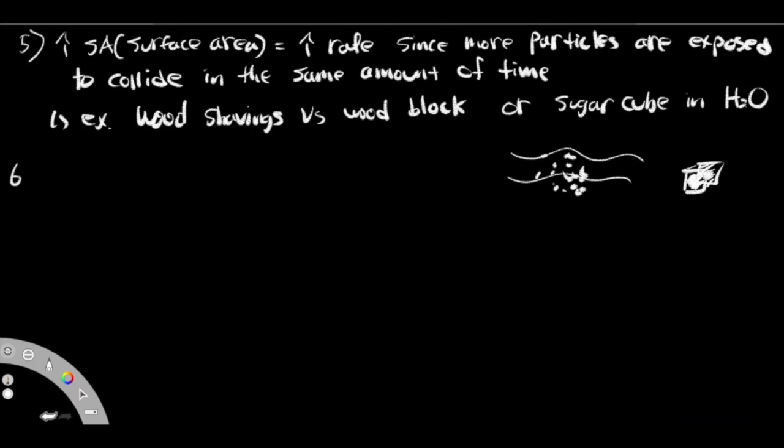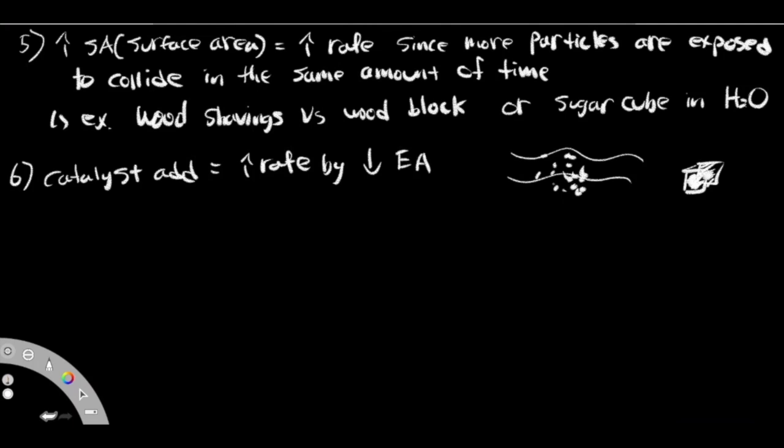Okay, so then let's have a look at the sixth one. The last one is going to be a catalyst. So we just add a catalyst. Adding a catalyst will also increase the rate of reaction. Okay, it increases the rate by decreasing the activation energy, or the energy of activation. Therefore, there will be more effective collisions.